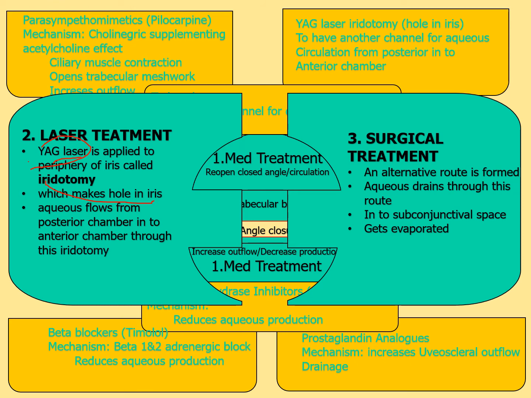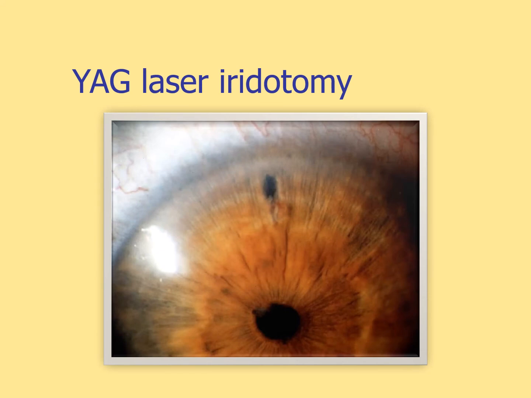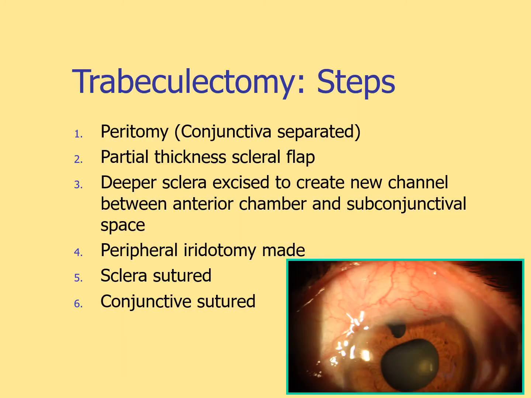If that doesn't work, we have to switch to the surgical treatment, and we do trabeculectomy, which is an alternative route for the aqueous to drain into the subconjunctival space and get evaporated. This is the photograph of the YAG laser iridotomy, and in the next slide we'll discuss the steps of the trabeculectomy. These are the 6 steps.